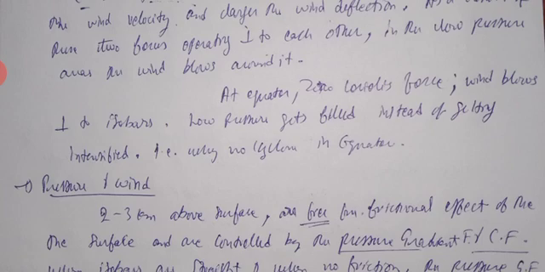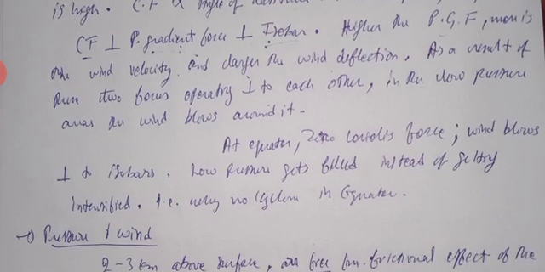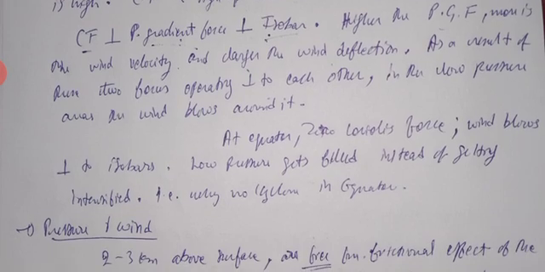At the equator, there is zero Coriolis force. Wind blows perpendicular to the isobars. So there is no Coriolis force that is perpendicular to the pressure gradient force.